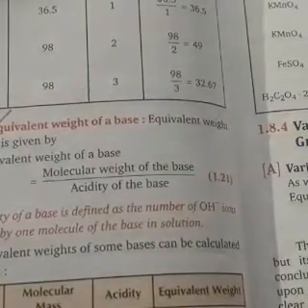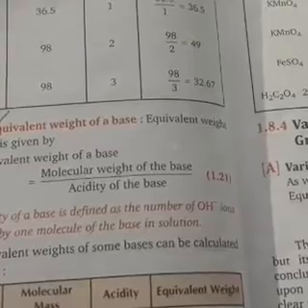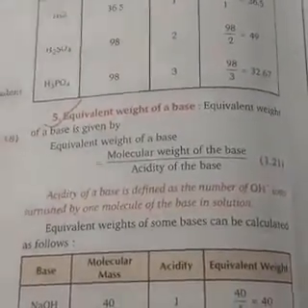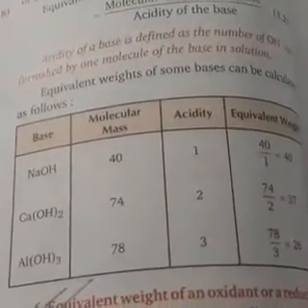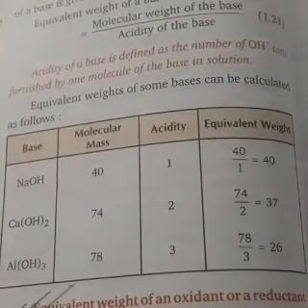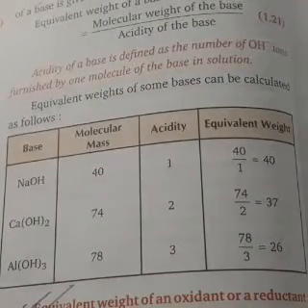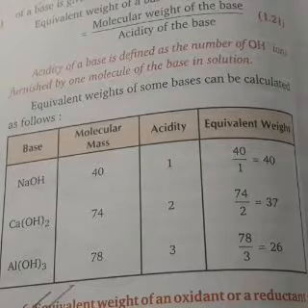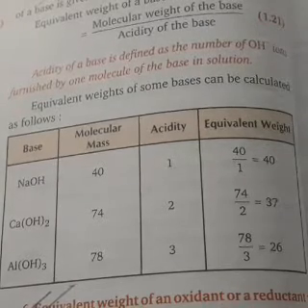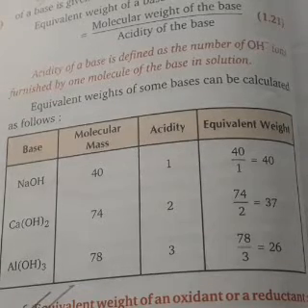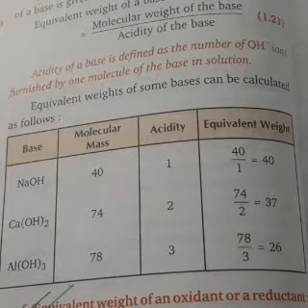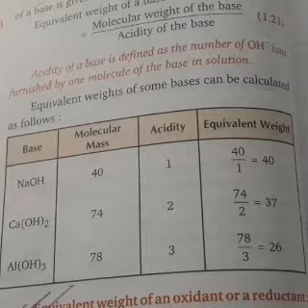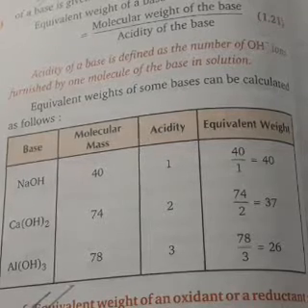Next, equivalent weight of a base: the molecular weight of the base divided by the acidity of the base. Acidity of the base similarly means the number of electrons transferred. Now you see NaOH is simple, NaOH is 40 and only 1 OH- ion is produced, or only 1 electron is transferred. That's why 40 divided by 1, that is 40. Now calcium hydroxide, the molecular mass is 74, and Ca2+ and 2 OH-, 2 electrons are transferred. That's why 74 by 2, that is 37.